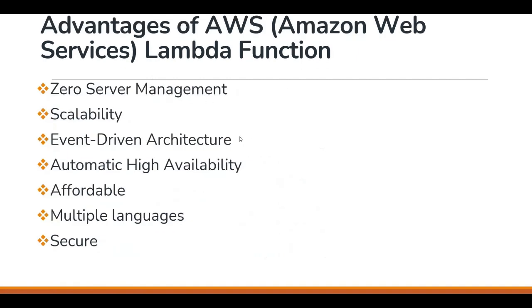The next is the advantages of AWS Lambda: zero server management, scalability, event-driven, automatic high availability, affordable, multiple languages, and secure. Zero server management means it automatically runs the user code. There is no need for the user to manage the server. You can upload it and run it in Lambda. Scalability: it can run code in response to each trigger, so the user application is automatically scaled. The code runs in parallel.